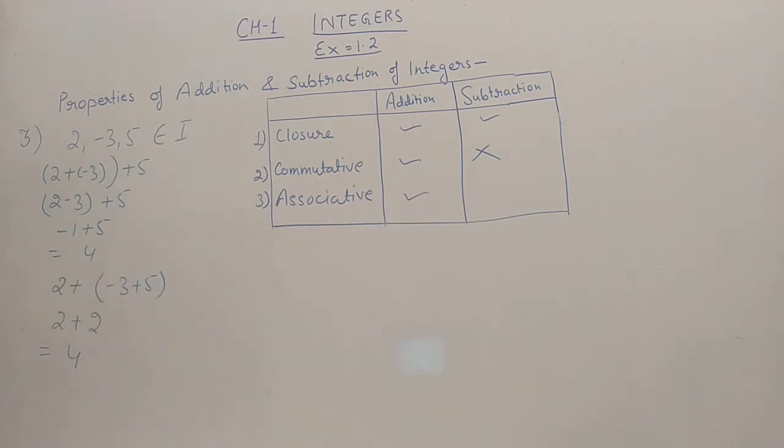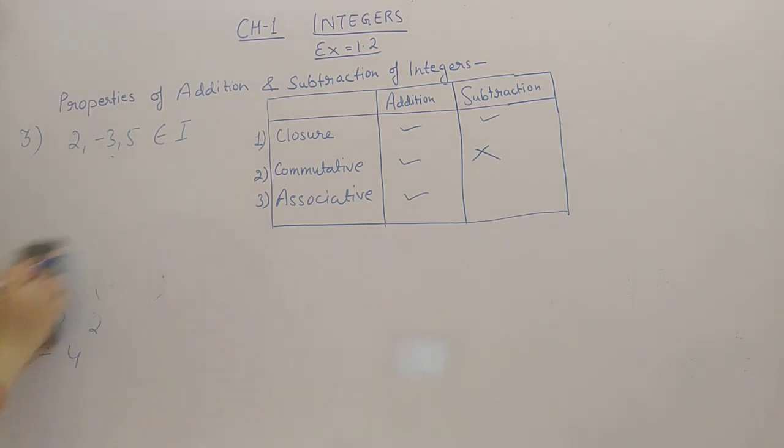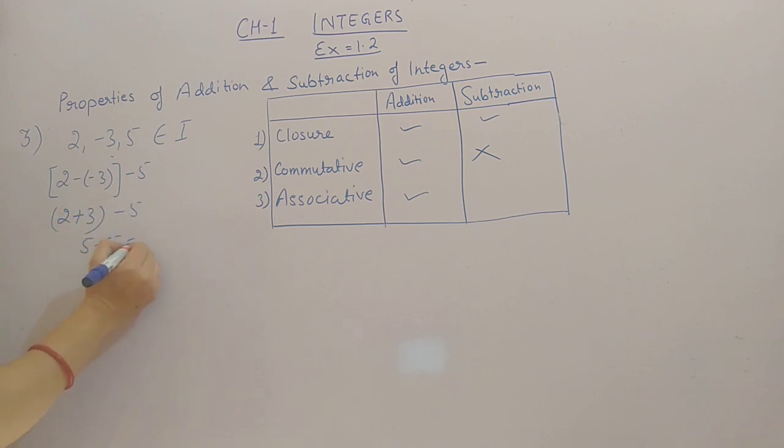Now the same property we will check for subtraction also. We have these three integers. Now we will subtract these three integers in different order. First I am subtracting the first two, 2 minus -3. Then from the result I am subtracting the last one. So it will become 2 plus 3 minus 5. 2 plus 3 is 5, 5 minus 5. So the answer is coming 0.